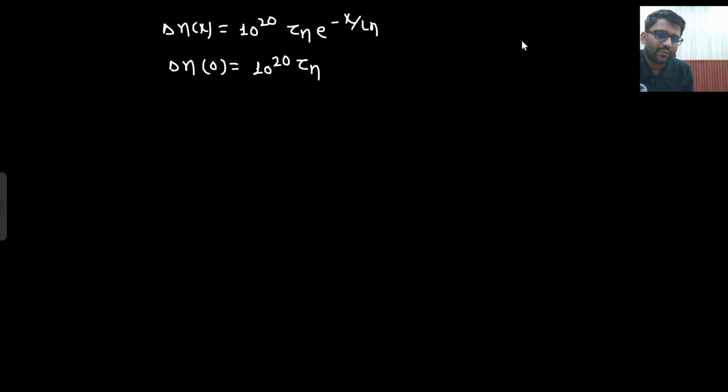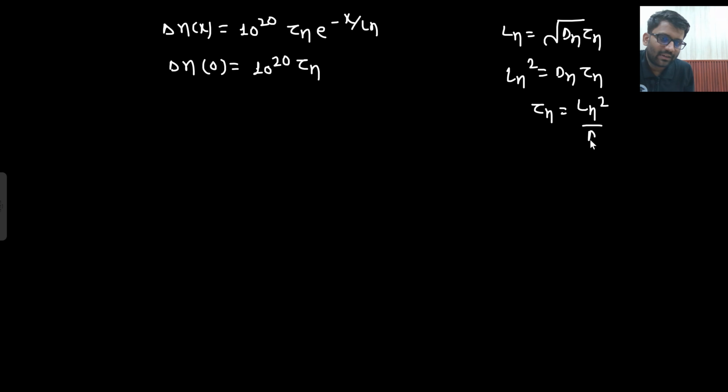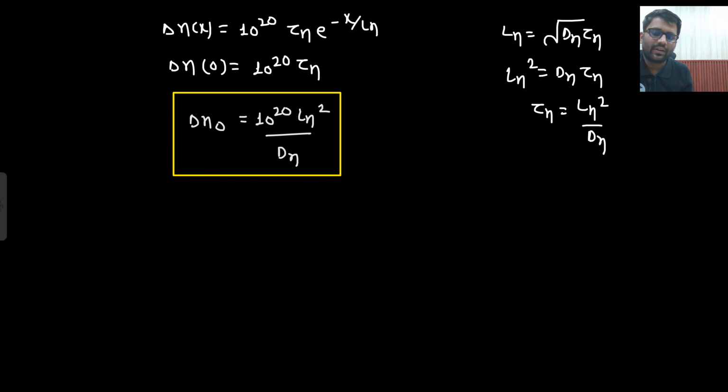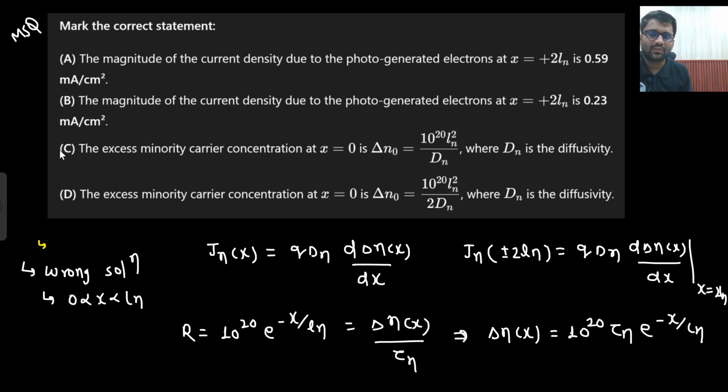What is tau? We know there is a relation: diffusion length squared, Ln square, equals Dn tau n. So your tau n would be Ln square by Dn. So here you can put that. So delta n at x equals 0, this value delta n naught, comes out to be 10 to the power 20 Ln square by Dn. You will click on this, and that is absolutely wrong.